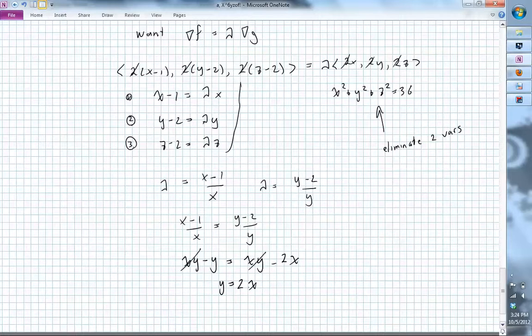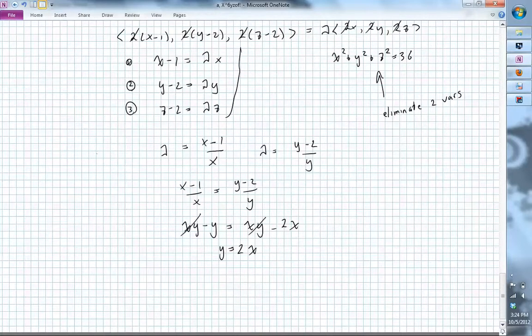You'll not be surprised to learn that if I combine 1 and 3, I'll get z equals 2x. So I'll let you work that out. So here's a case where I managed to express y as a function of x and z as a function of x. Take these guys and trot them on over to the constraint equation.